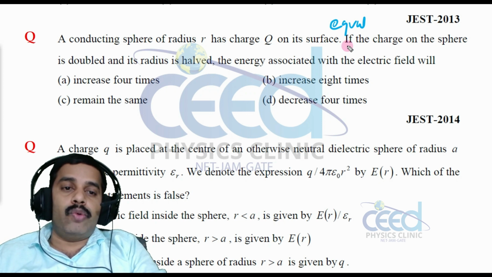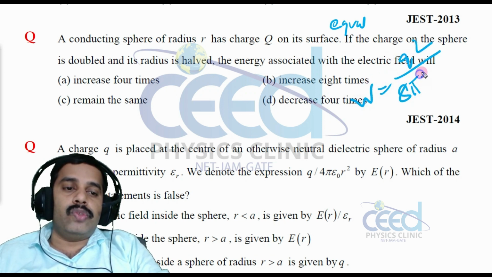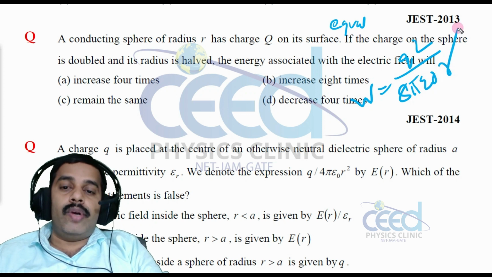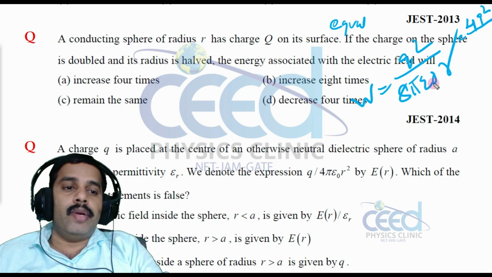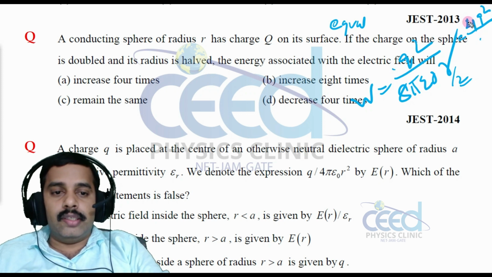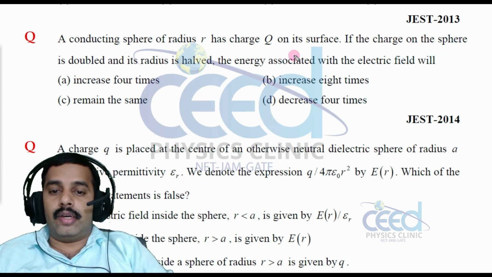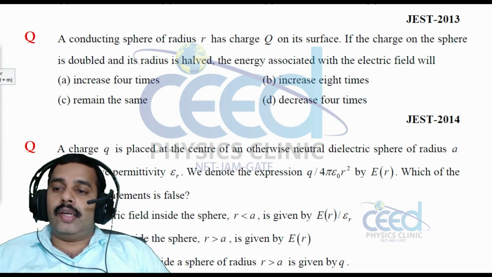For a conducting sphere, there is no electric field inside, so it is equivalent to a shell. The energy for a shell is Q square by 8 pi epsilon 0 R. If the charge is doubled, I have 4 times Q square, and if I make the radius half, this goes up, so 8 times. So the energy will increase by 8 times. That is also a direct question.